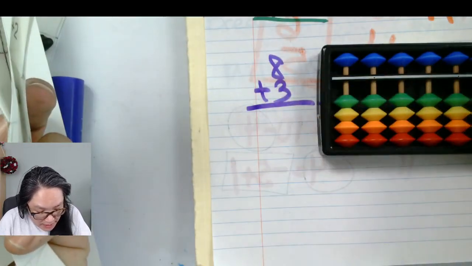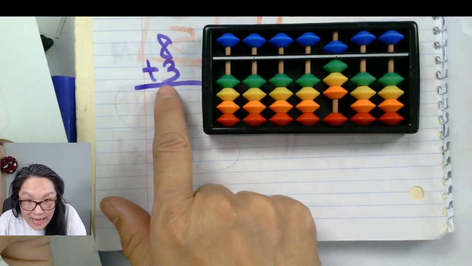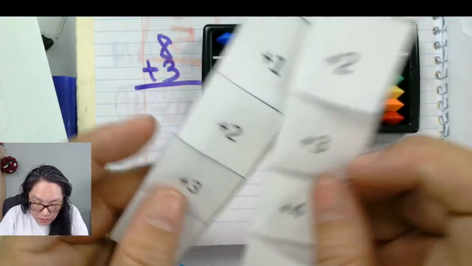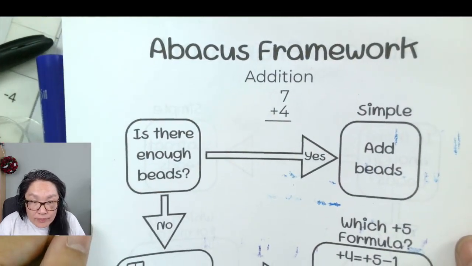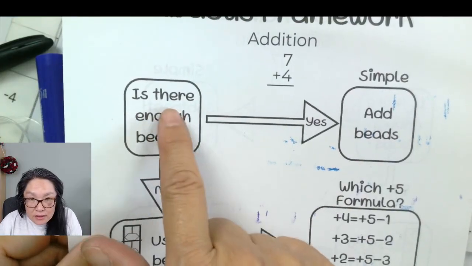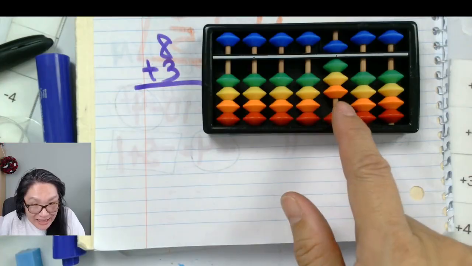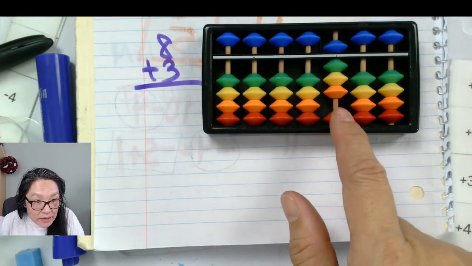So the question is 8. I'm going to add the 8. When I add 8, I want to add 3. Now, here's a little framework that I created, and this is the process that goes in my head. Is there enough beads? Yes. Then add the beads. So the question is 8. I want to add 3. Is there enough beads to add the 3?